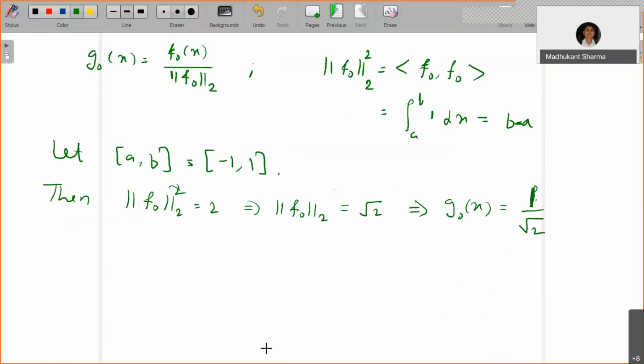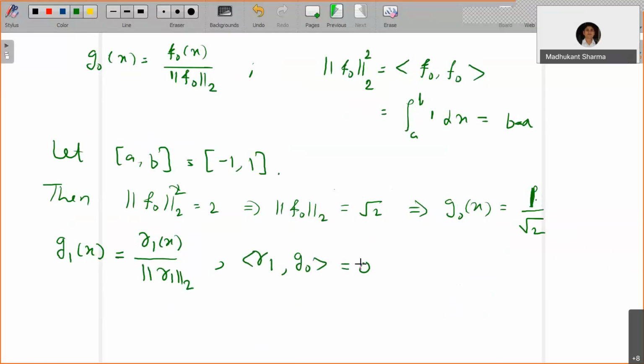Okay, right. Now what next here is, we are going to identify G1 of x. So how will we define it? Instead of G1, first we will find the orthogonal element, then we will divide by its norm. So G1 is going to be something divided by something. Let's say this is going to be R1 of x, divided by the norm of R1.